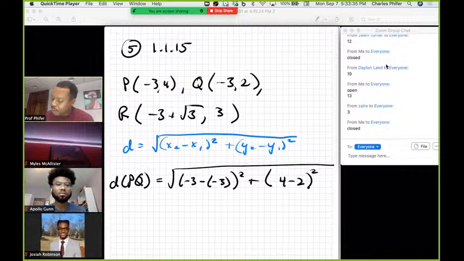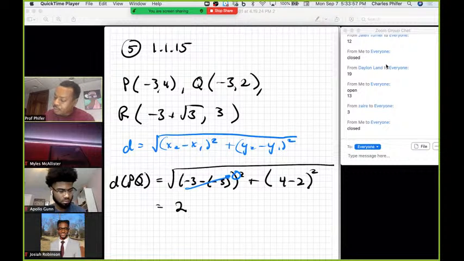As long as we're consistent is the main thing that we need here. I think the first one goes to 0. So this goes to 0. 4 minus 2 is 2. Squared is 4. Square root of 4 is ultimately 2. So that distance is 2.